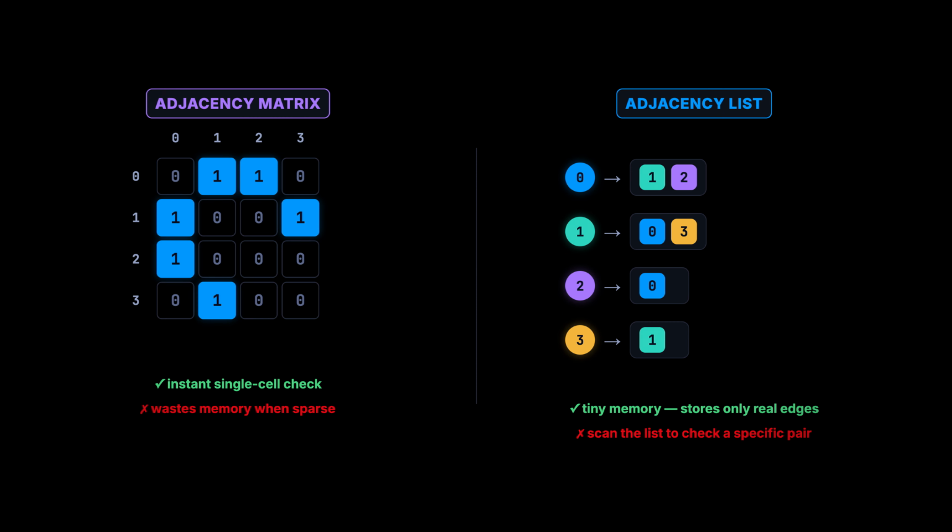But there is a small trade-off, naturally. If you want to check whether two specific friends are directly connected with a list, you may have to go through that friend's list one by one to find the other. With a small list, this is nothing. But it is not the instant single peek that the matrix gave you.